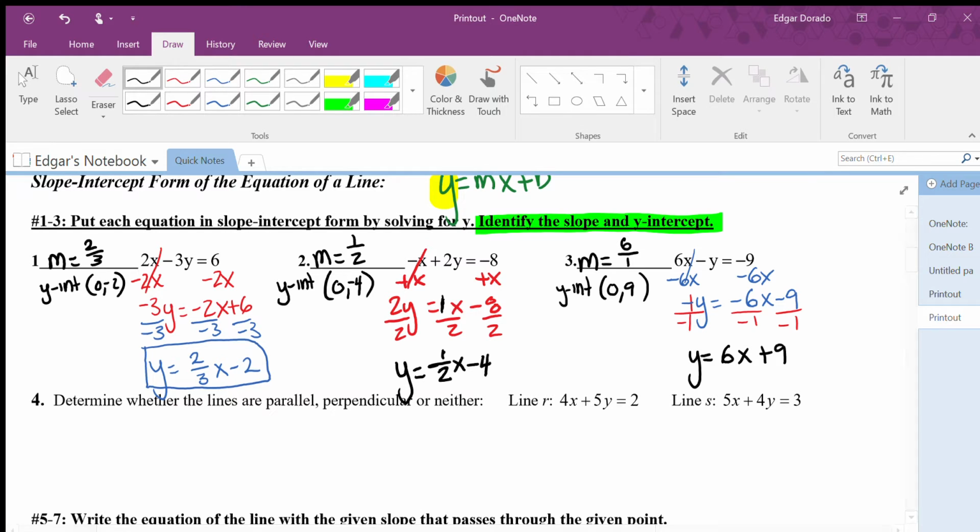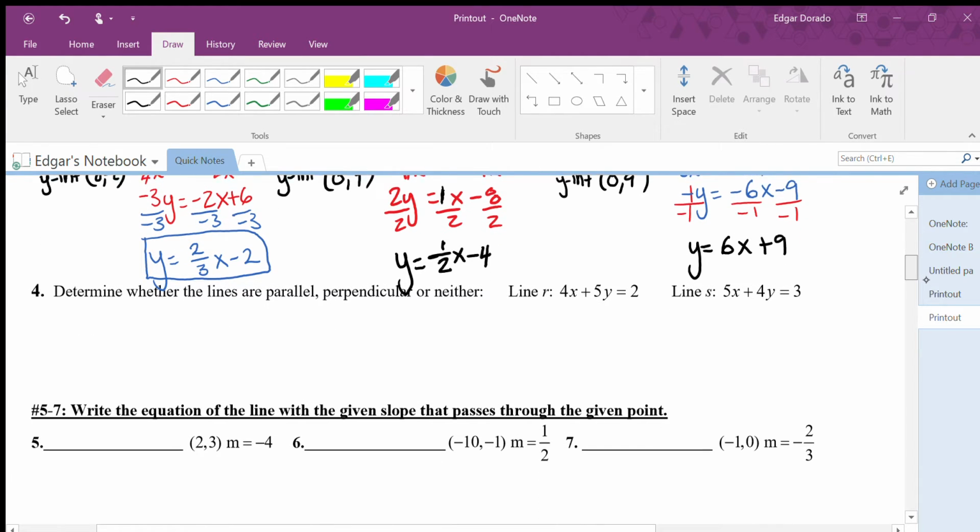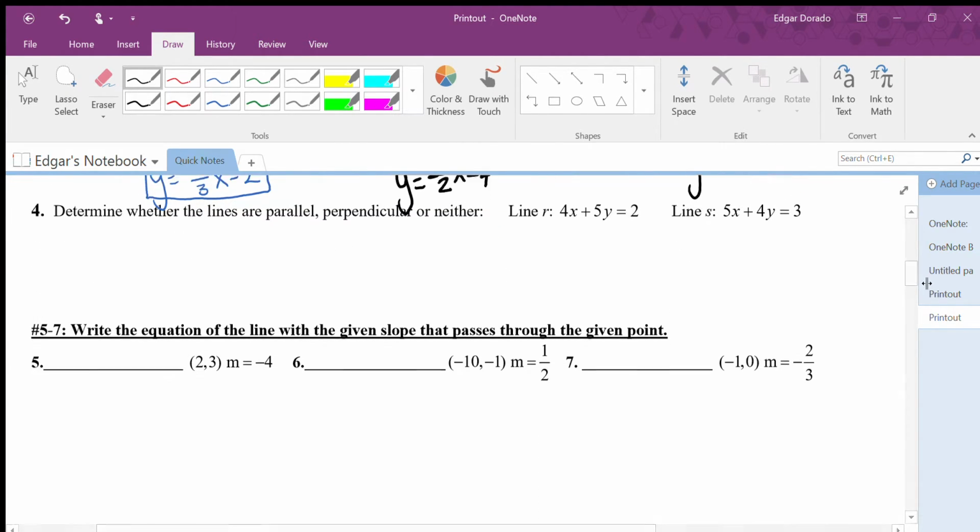Okay, so that's basically how to solve for y to get it in slope-intercept form, because again, as you guys know, our slope-intercept form is y equals mx plus b. Alright, let's keep going.